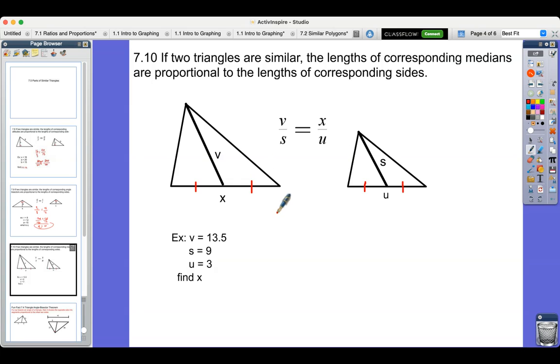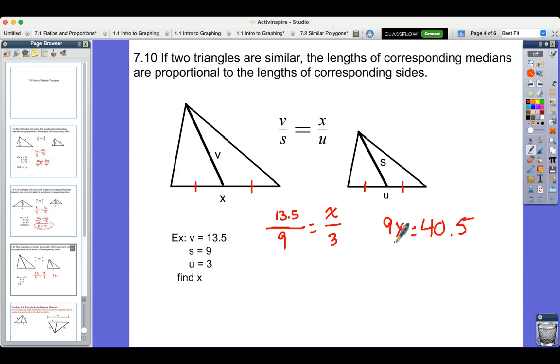So we'll say B, which is 13.5, is to the other median, 9, as X is to U. All right, so just like before, we cross multiply. 9 times x is 9x. 13.5 times 3 equals 40. That's a weird 4. My bad. Back. There we go.